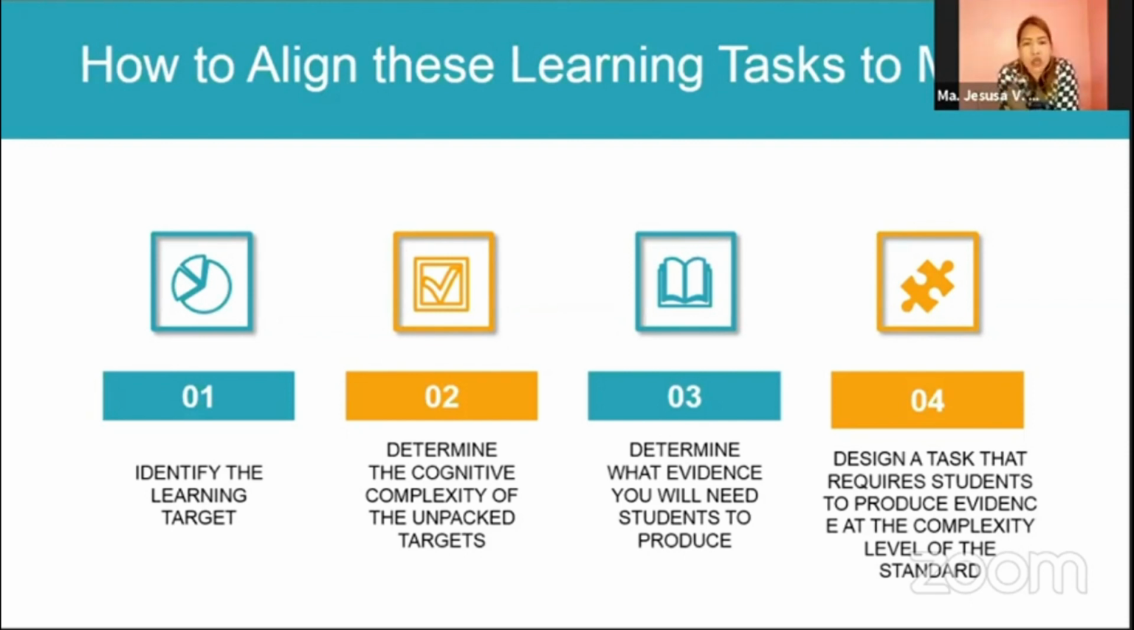Not necessarily that I have to give all this content standard. And later on, the performance standard, whether they are ready or not, they need to perform. Remember that everything will be in vain if they are not familiar with the learning target that you need from them. Next is determine the cognitive complexity of the unpacked targets.